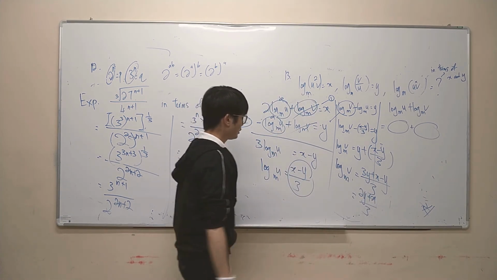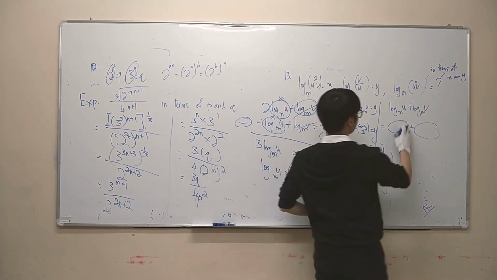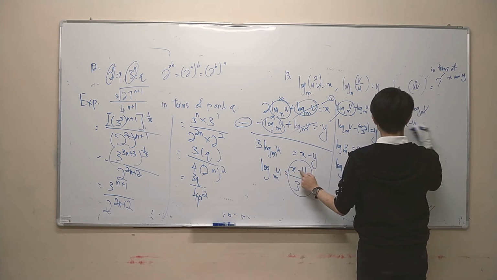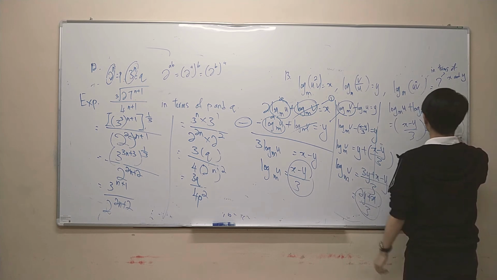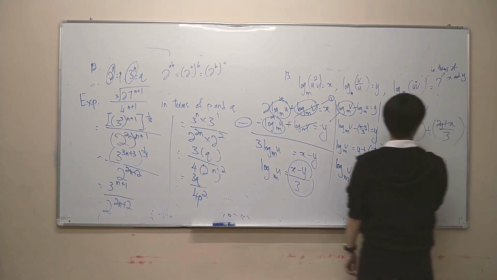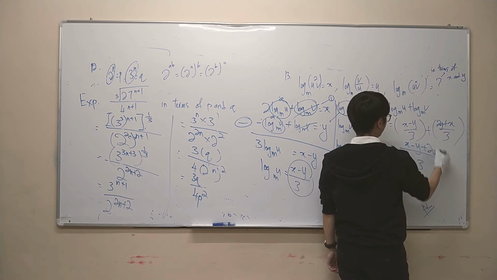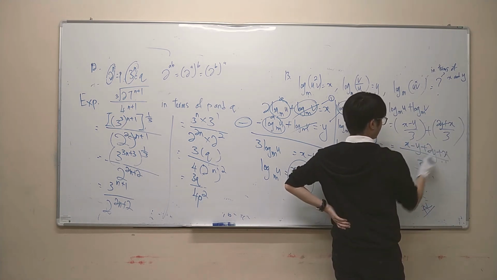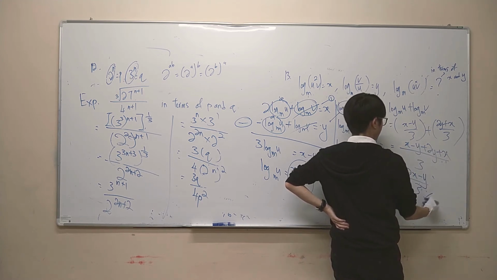So I already know my log v and my log u, so I can substitute into this already. What's my log u? Log u is x minus y over 3. What's my log v? 2y plus x over 3. So when you combine it, it becomes x minus y plus 2y plus x, and then x plus x is 2x. Negative 1 plus 2 is minus y. Over 3. So that's the answer.